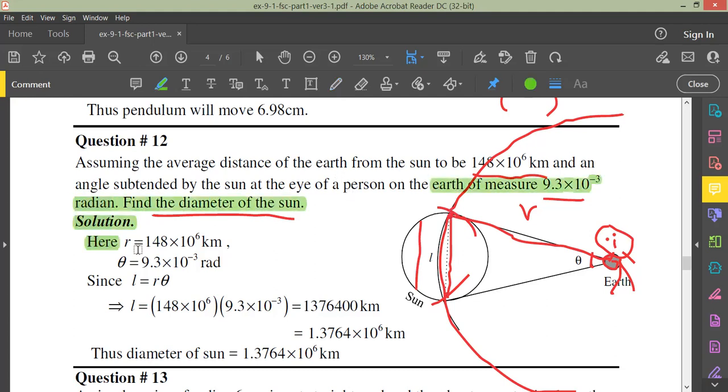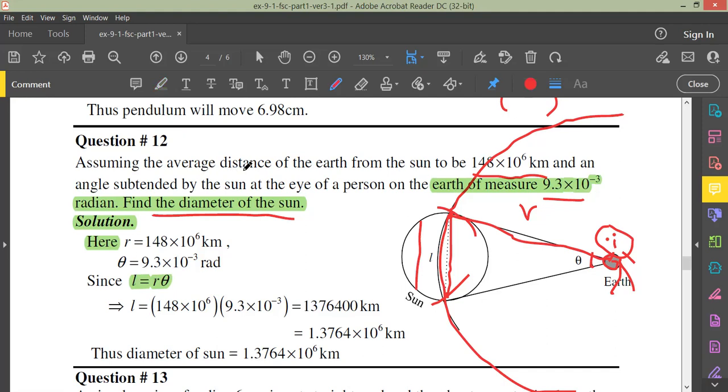So the value of r is equal to 148 multiplied by 10 raised to the power of 6, and theta is equal to 9.3 × 10 raised to the power minus 3 radian. So L will be equal to r theta. After simplification, our answer will be equal to 1.3 multiplied by 10 raised to the power 6. So we simply applied the formula L is equal to r theta.